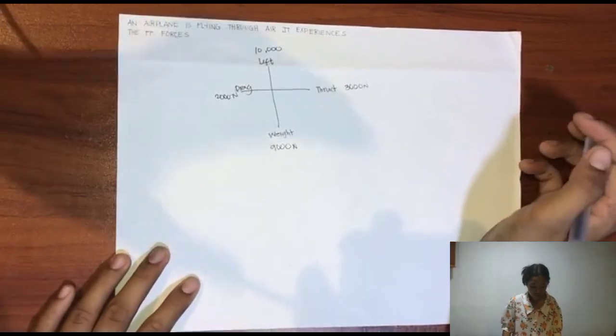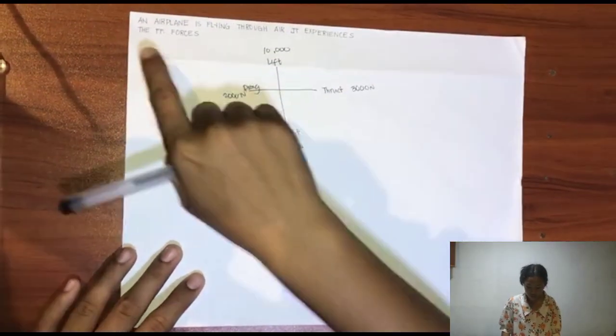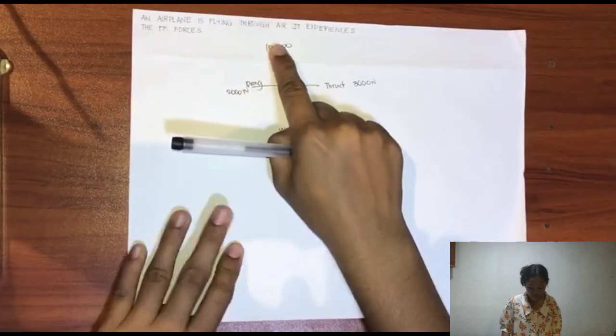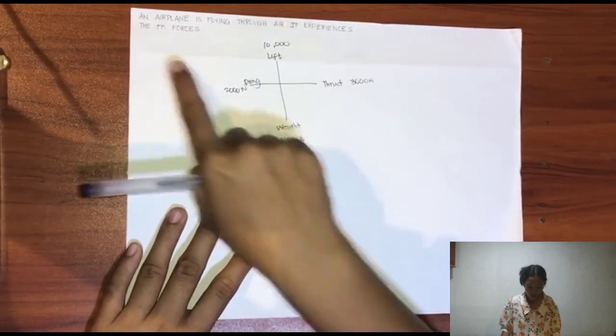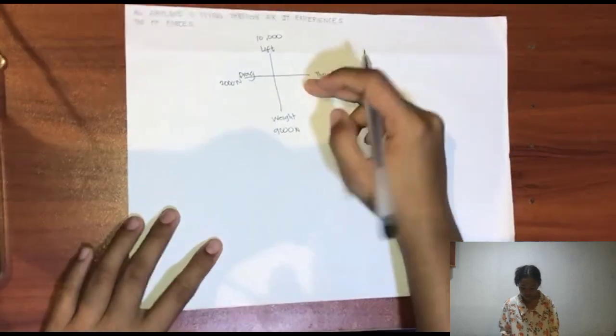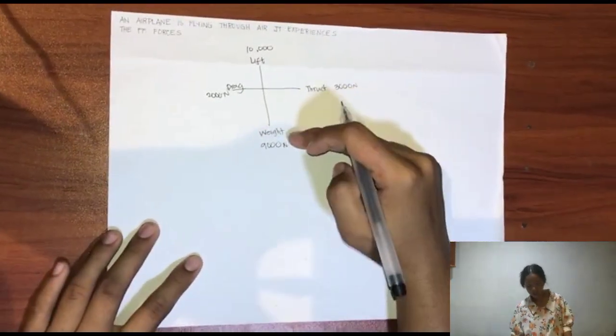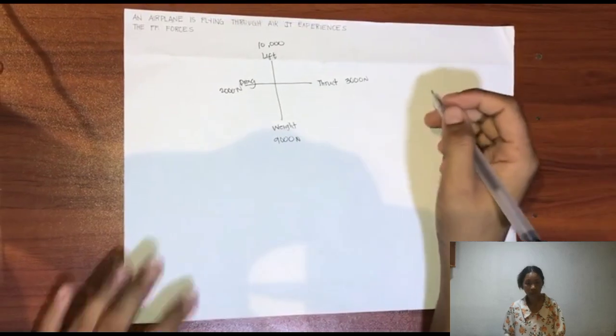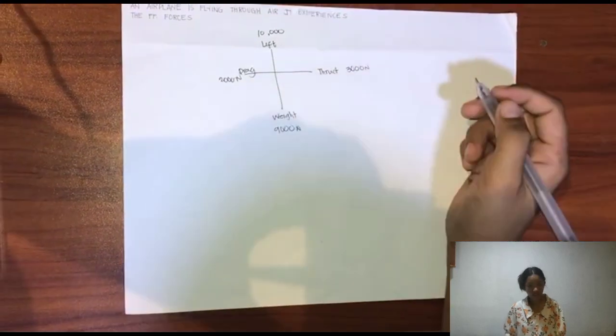The next question is, an airplane is flying through air. It experienced the following forces. So, meron tayong airplane daw, tapos merong lift, drag, thrust, and weight. So, hanapin natin ang x component and y component ng lahat ng part.